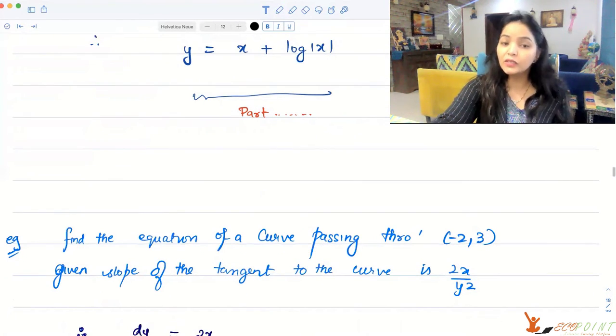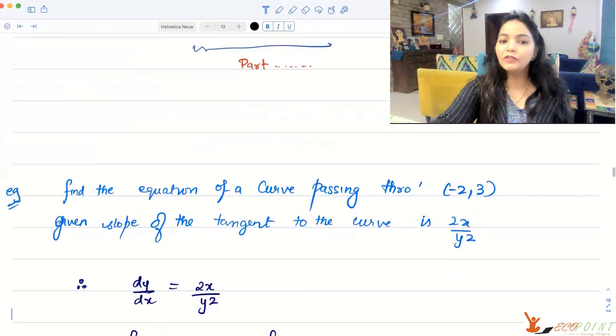Given the slope of the tangent to the curve is 2x upon y squared. Slope of the tangent is 2x upon y squared means that dy by dx is 2x upon y squared at any particular point x. That's what it said. So therefore, dy by dx is equal to 2x upon y squared.